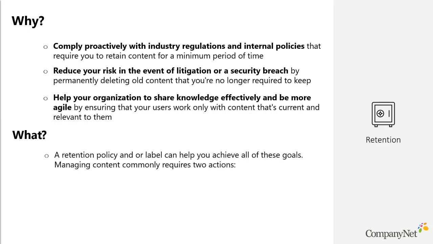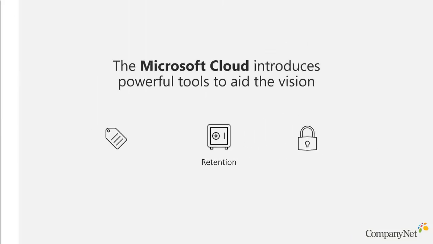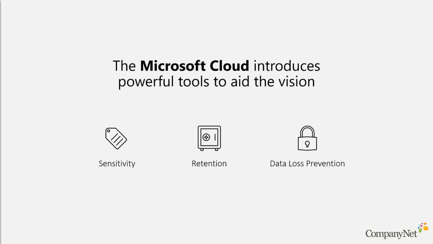And then let's step into the what. So a retention policy and/or label. We'll explain the difference between a label and a policy later on. A policy or label can help you achieve all of these goals. Managing content commonly requires two actions: retaining content so that it can't be permanently deleted before the end of the retention period, and then deleting content permanently at the end of the retention period. Both of these come hand in hand with ensuring that you're complying, but also being efficient with managing the data as soon as you've reached the end of your retention period. We'll go into that a bit more deeply in a second.